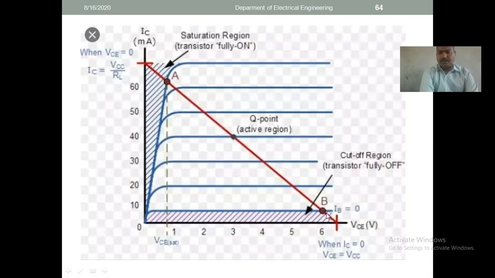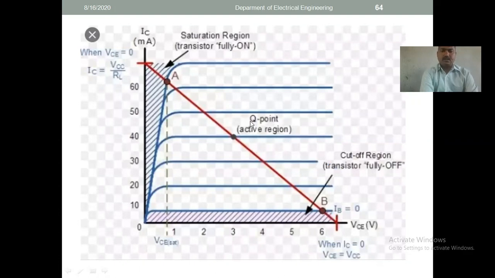So the cutoff region indicates that when the operating point is just near about VCE, in that case the device acts as a cutoff region, or it should be called the fully off position, right? So if the position of the Q point is towards the upward, that is towards the saturation region, then in that case your transistor is fully on, right? So it should act as a closed switch. Here it should act as an open switch.